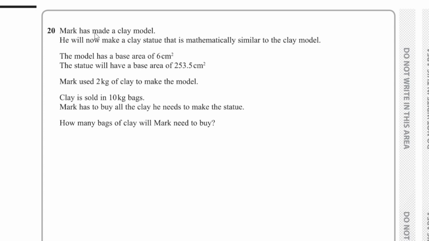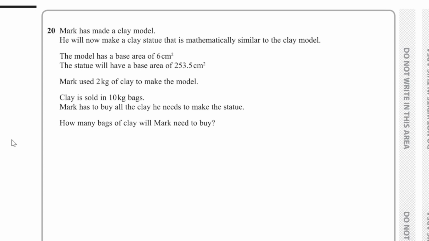Question 20. Mark has made a clay model. He will now make a clay statue that is mathematically similar to the clay model. The model has a base area of 6 cm squared. The statue will have a base area of 253.5 cm squared. Mark used 2 kilograms of clay to make the model. Clay is sold in 10 kilogram bags. Mark has to buy all the clay he needs to make the statue. How many bags of clay will Mark need to buy?